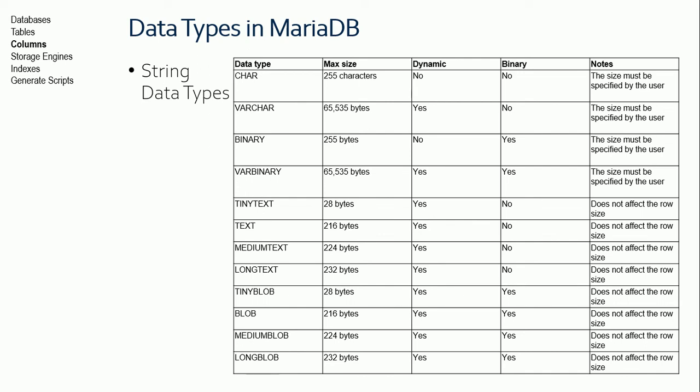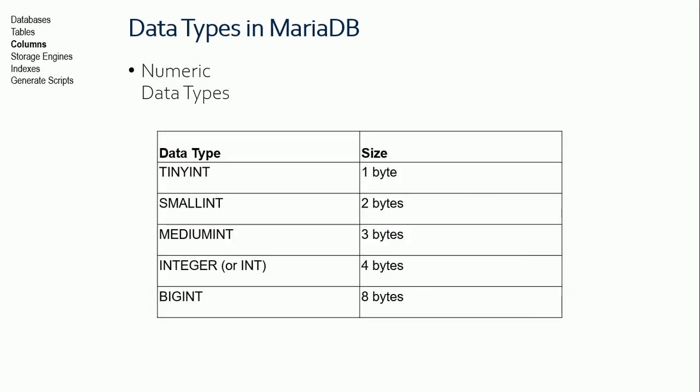So you've got a bunch of other ones here. We've got text, which has a maximum size of 2^16 bytes, but it's variable. Medium text and long text, tiny blob, a blob, medium blob. So a couple different ones. And again, these are all string data types. They're all intended for character data. So let's take a look at another data type.